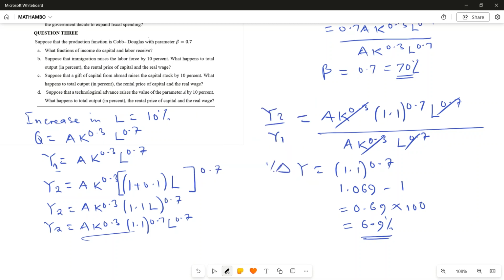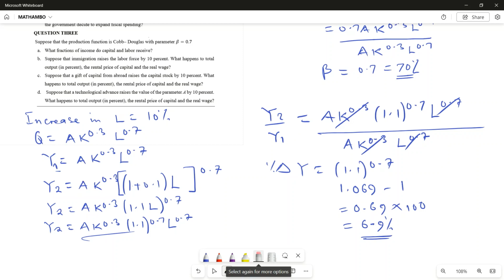Yeah, so output has increased by 6.9%, right? Yeah, great. So now how about the other part, the rental price of capital? How is the increase in labor going to affect the rental rate of capital?